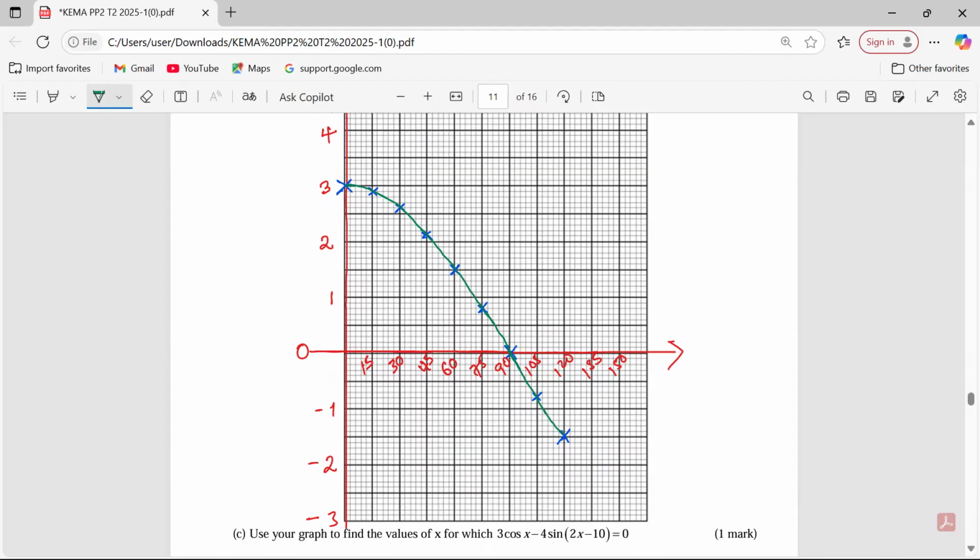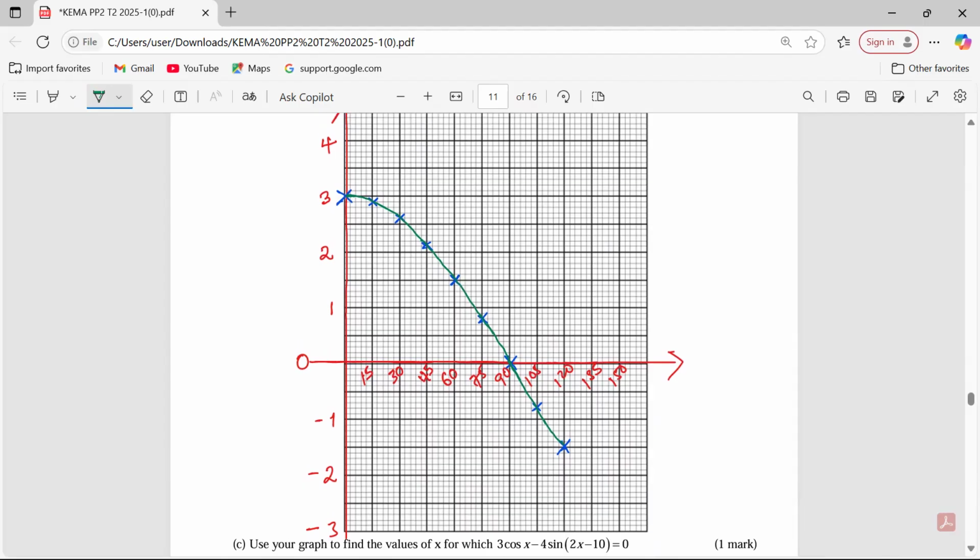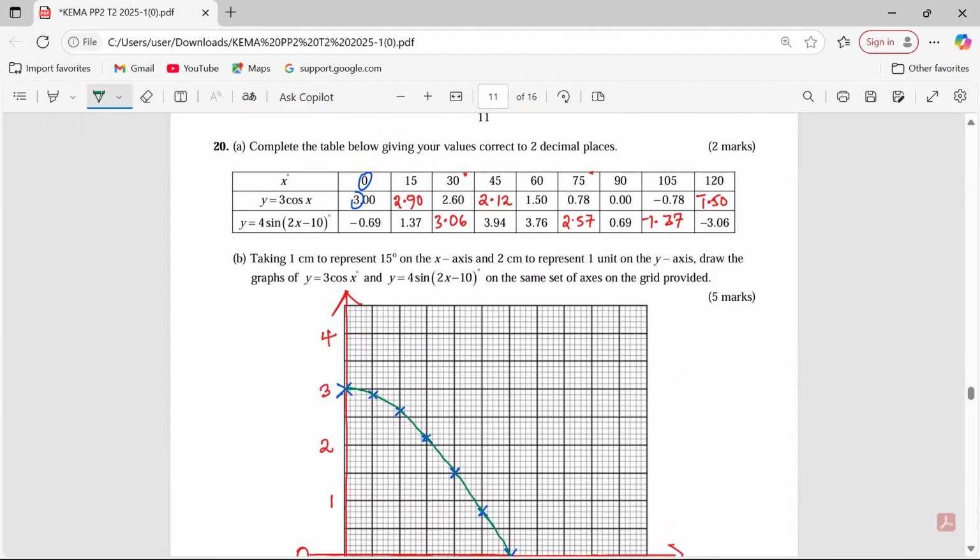In mathematics. So the curve has been well joined, and this curve can be written as y equals 3 cosine of x. Yeah, 3 cosine of x, that's the first curve.